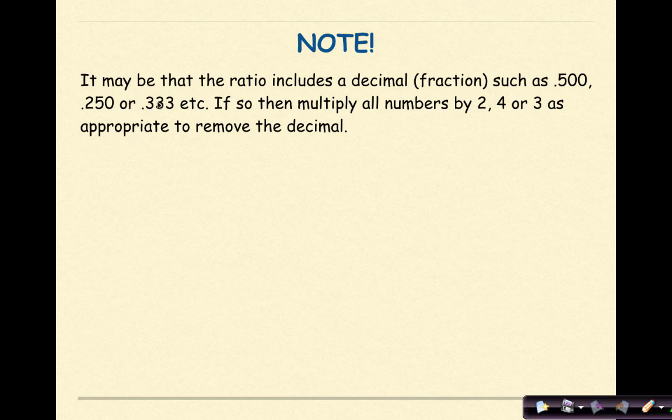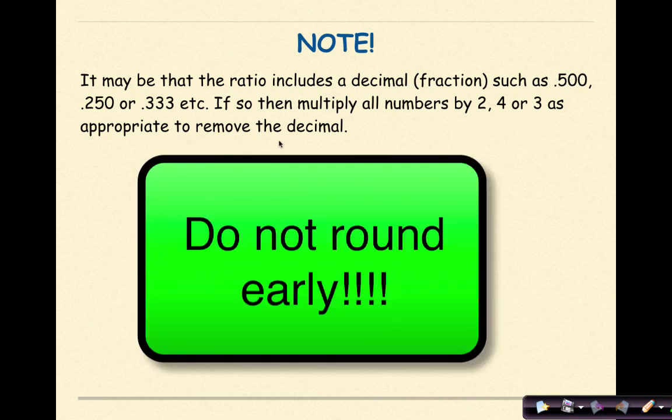Note, it may be that the ratio includes a decimal or a fraction such as 0.5, 0.25, or 0.33, etc. If so, then multiply all numbers by 2, 4, or 3 as appropriate to remove the decimal. Don't just round up or down. You really need to think about your answers and try to convert everything into a whole number, and I'll show you an example of that.